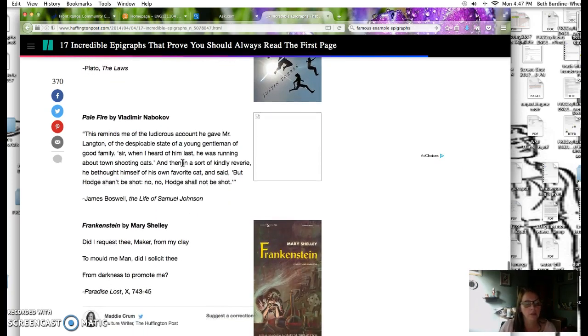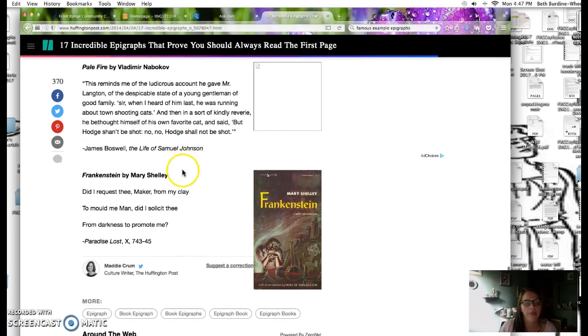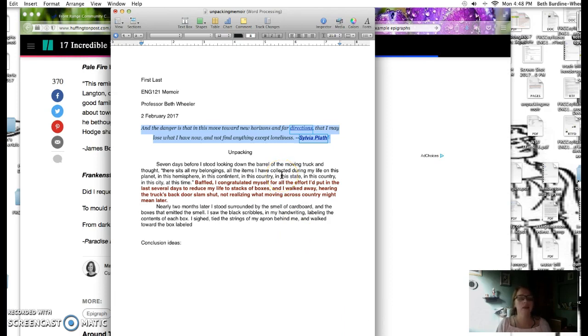And then a very famous book, Mary Shelley's Frankenstein. And then this is a couple of lines from the epic poem Paradise Lost. And this was the epigraph before the Frankenstein novel. "Did I request thee, maker, from my clay to mold me man? Did I solicit thee from darkness to promote me?" And then if you know what Frankenstein is about, you know how those words sort of play out in the novel. So we looked at those examples because now you can see how they work for your memoir.